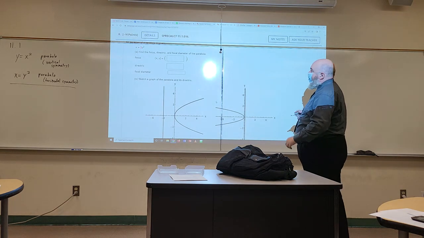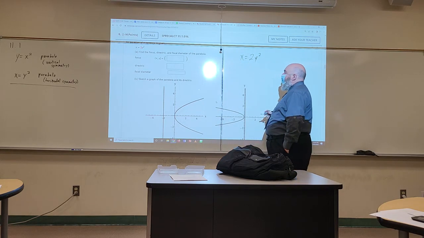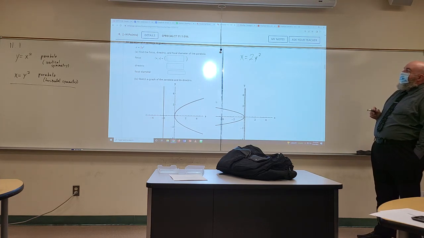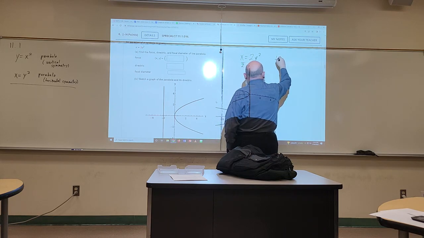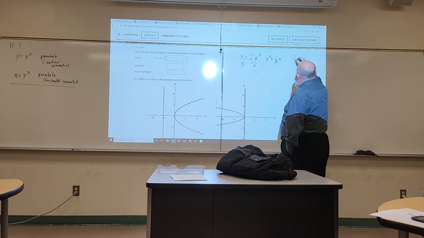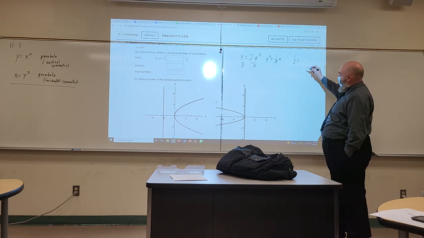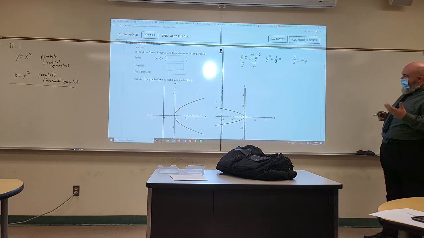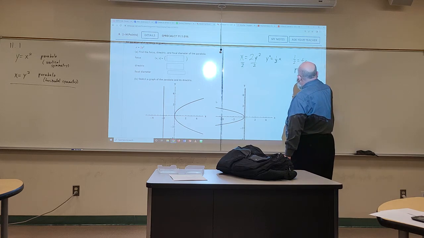So in this case, if x is equal to 2y squared, how am I going to figure out P? I'm going to have to divide by 2 to get y squared by itself. So 1/2 x is what y squared is equal to. It follows that 1/2 is equal to what? 4P. Because the equation always says that y squared is equal to 4px. So, yes, P is going to be 1/8 in this case.